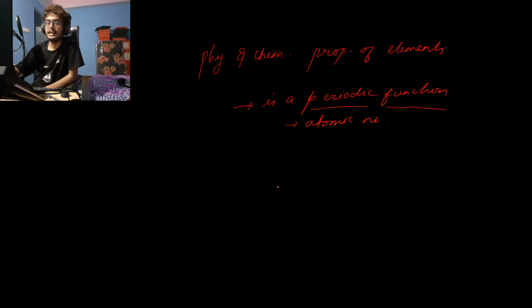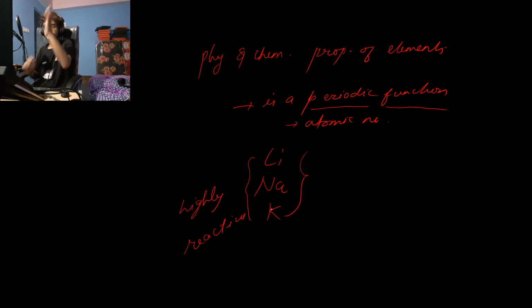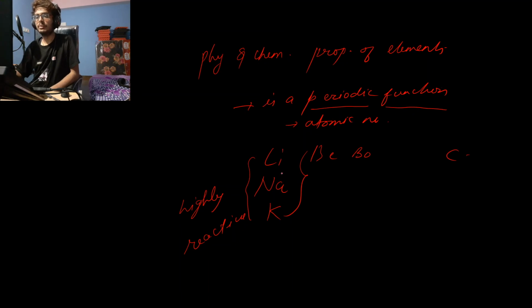Like, again I'll give you the same example: sodium, lithium, potassium. These are metals which are highly reactive, right? So this is basically an example of periodicity. So periodicity is change. Lithium, beryllium, boron, then we have carbon, and so on. Then we come to sodium, right?